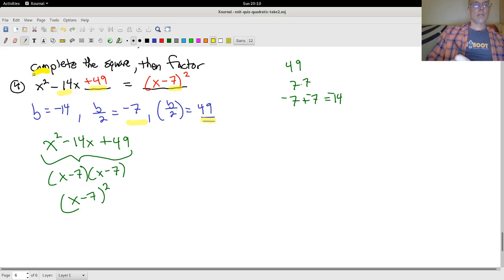And that's my answer right here for completing the square. I built a perfect square given some initial information, that x squared minus 14x. Hope this was useful.